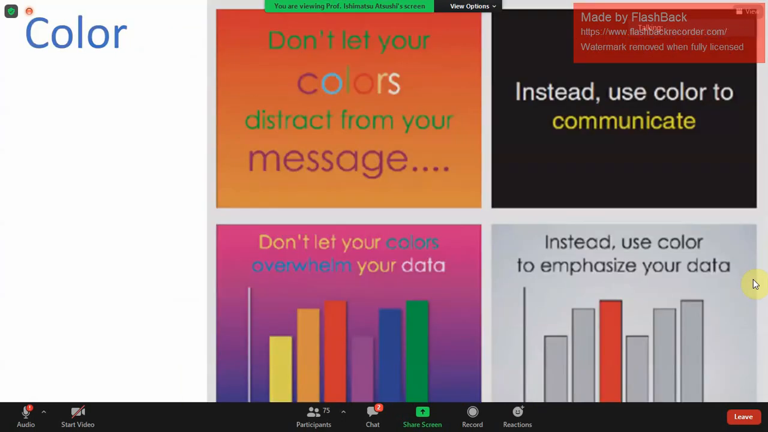Okay, and the color, don't do these things, okay? Of course, color is important, because using color in a good way, you can emphasize, you can highlight the important point, like these examples. So don't use too many colors. You know, our scientific presentation is not a decoration.